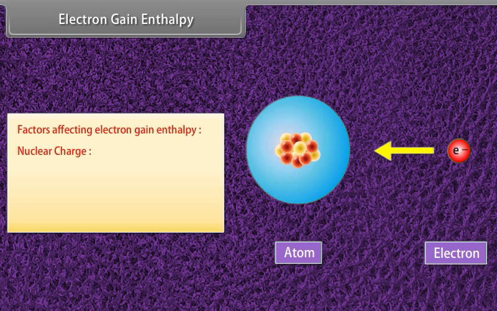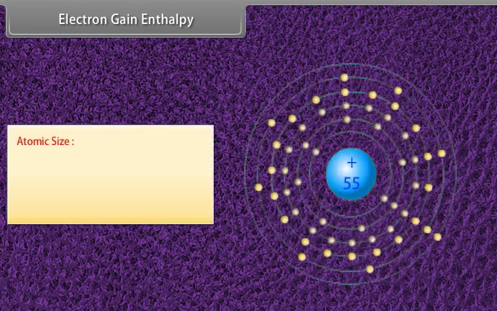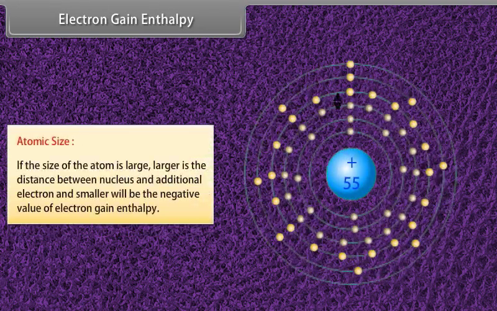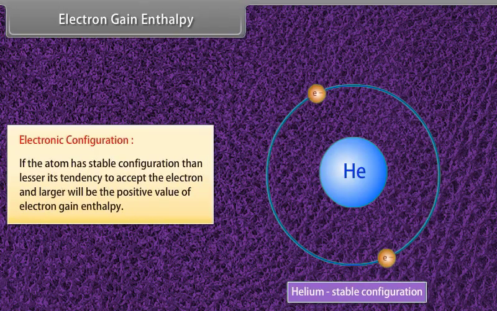Nuclear charge. Greater the magnitude of nuclear charge, greater will be the attraction for the incoming electron, so larger will be the negative value of electron gain enthalpy. Atomic size. If the size of the atom is large, the distance between nucleus and additional electron is larger, and smaller will be the negative value of electron gain enthalpy. Electronic configuration. If the atom has a stable configuration, then lesser is its tendency to accept the electron, and larger will be the positive value of electron gain enthalpy.